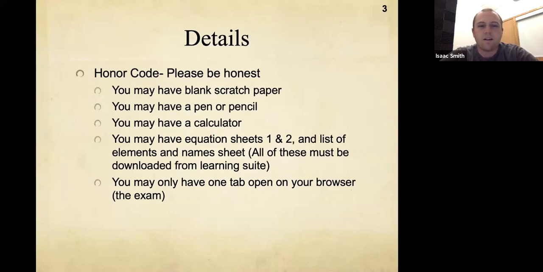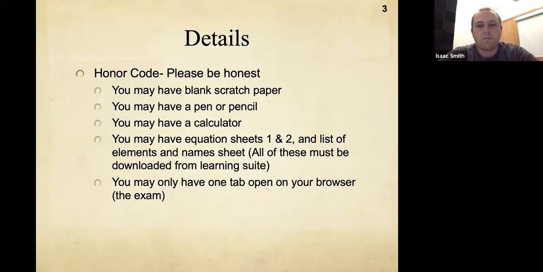Okay, and then honor code obviously is very important. We're not doing this in the testing center, so I'm completely just trusting everybody to be honest. So I've listed here what you can have, okay? And if it's not on this list, then you can't have it, okay?